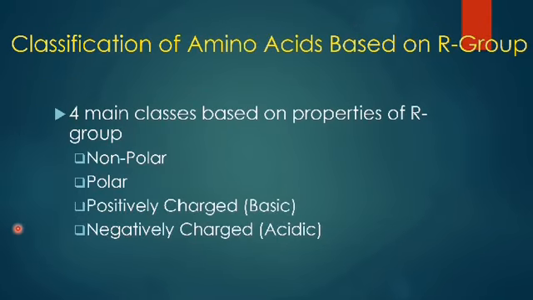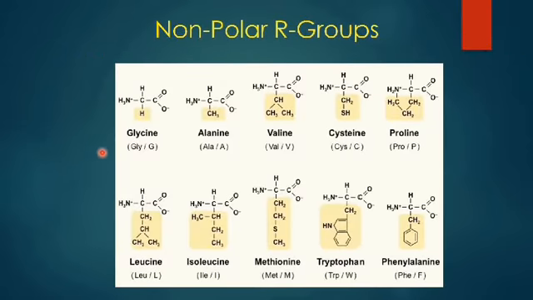There exists a classification of amino acids based on the properties of the R groups. There are 4 main classes, which are non-polar amino acids, polar amino acids, positively charged amino acids, and negatively charged amino acids. Amino acids such as glycine, alanine, valine, cysteine, proline, leucine, isoleucine, methionine, tryptophan, and phenylalanine exist. All these amino acids have R groups which are non-polar in nature.